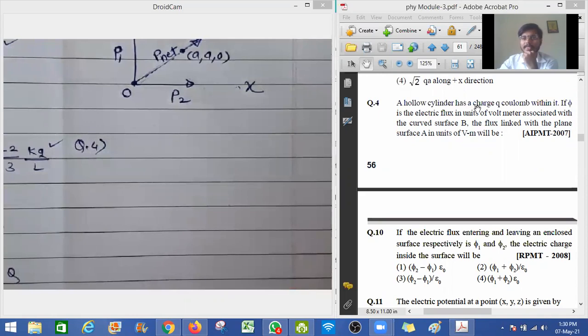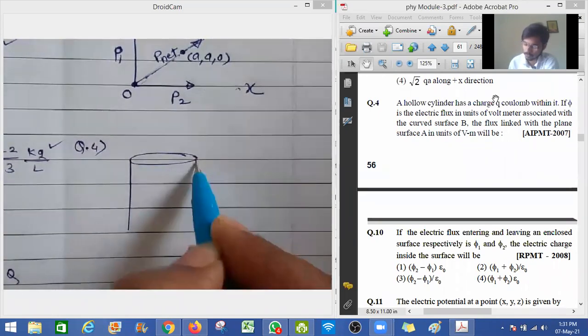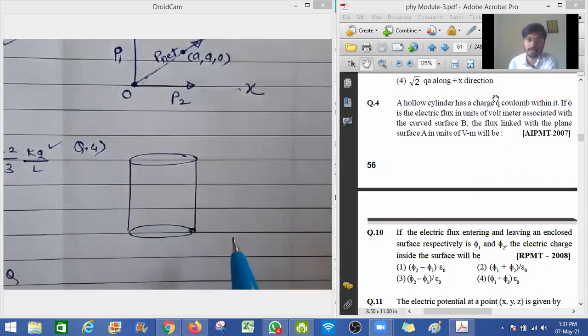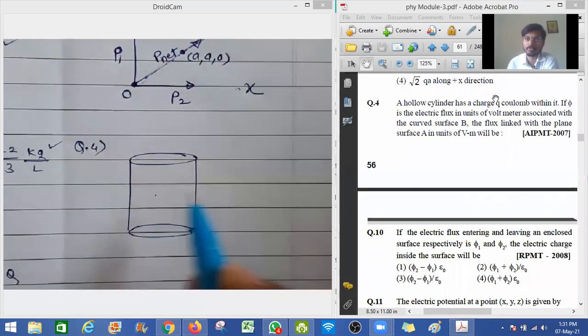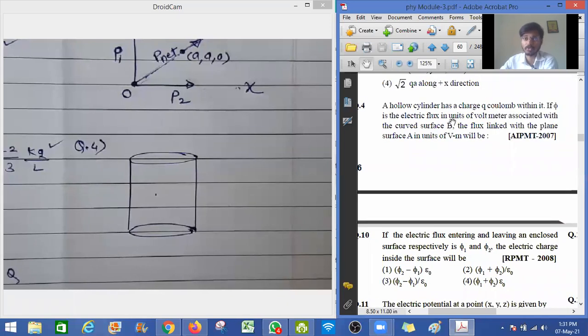A hollow cylinder has a charge q coulomb within it. Inside a hollow cylinder, let's draw a hollow cylinder like this, and inside that hollow cylinder we have one charge. Where that charge is placed, we don't know, so let us not place a charge right now. If phi is the electric flux in the units of voltmeter, the SI unit is given.